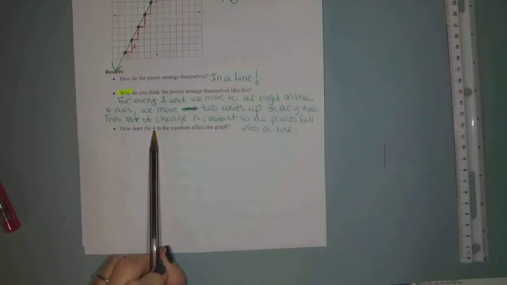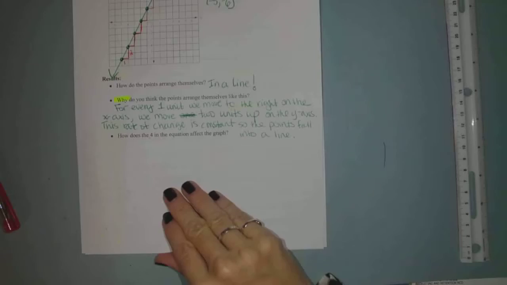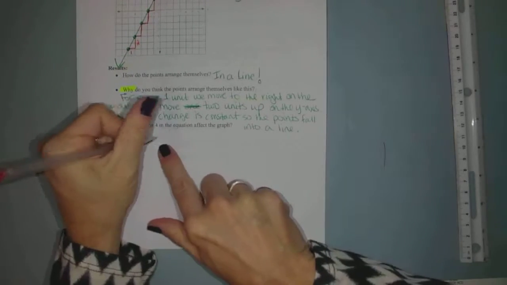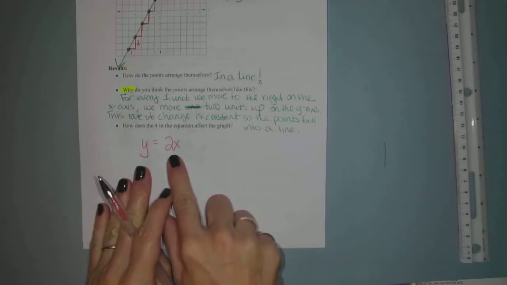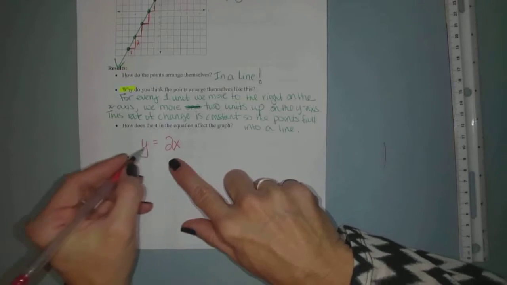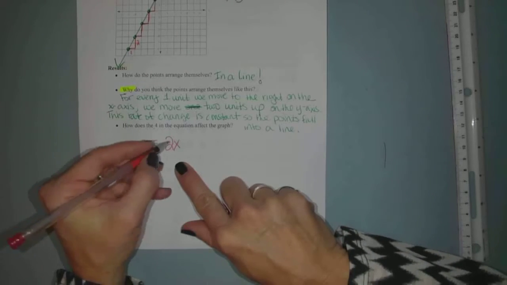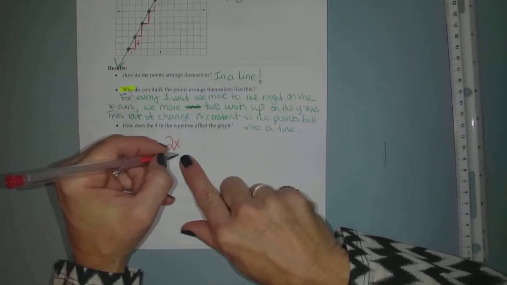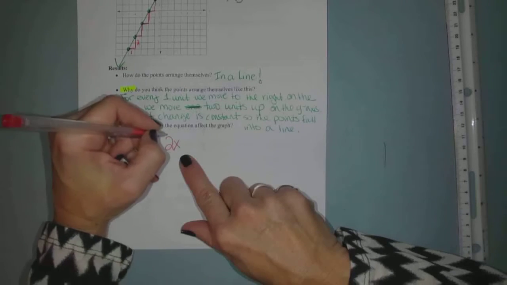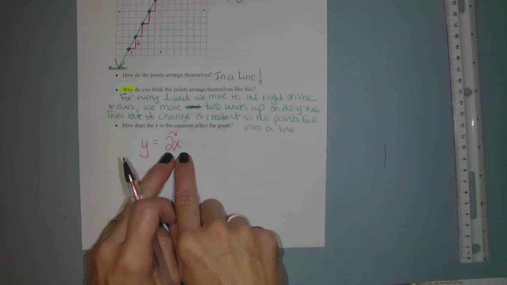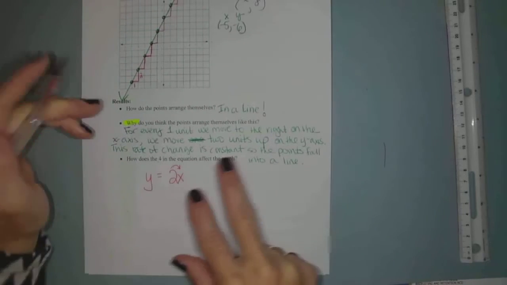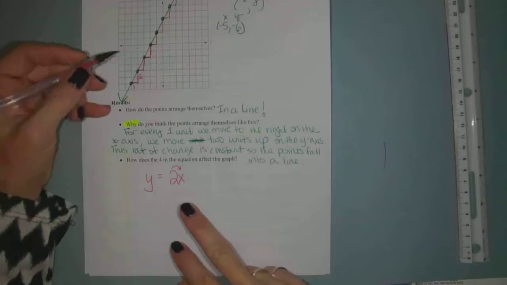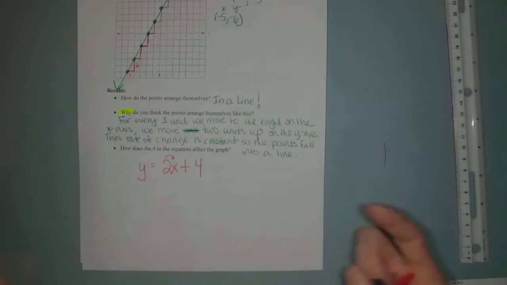Okay, now the last little bullet here is asking us, how does the 4 in the equation affect the graph? So let me just recopy our relationship. Let's remember, our relationship was y equals 2 times x, and I think we've got that piece down. I think what we realized with this part of the relationship is that for every 1 on the x, y is affected by, it multiplies it by 2. So for every 1 on the x, we're multiplying that x by 2. So we're doubling it. So it's like a 1 for 2 special. But the plus 4, we haven't really addressed that yet.